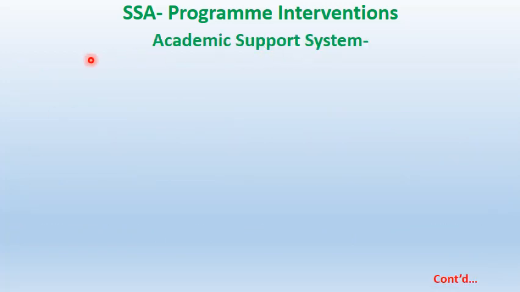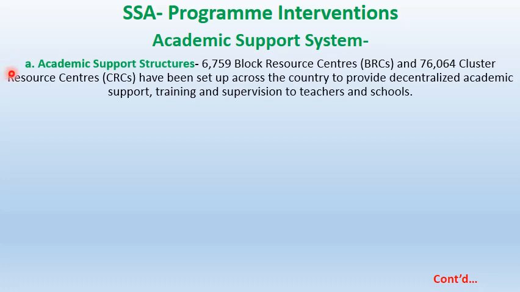Academic support system. A. Academic support structures. 6,759 block resource centers, BRCs, and 76,064 cluster resource centers, CRCs, have been set up across the country to provide decentralized academic support, training, and supervision to teachers and schools. This data keeps changing year after year and will be upgraded through subsequent videos also.